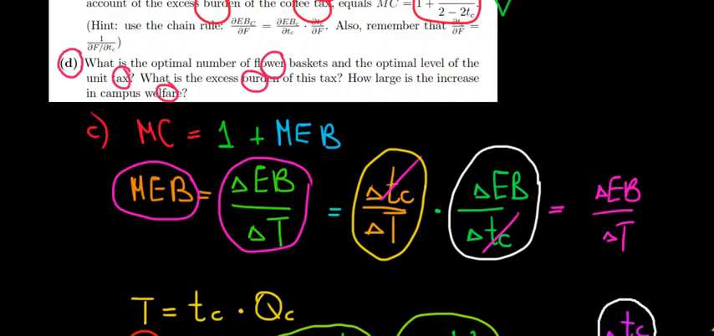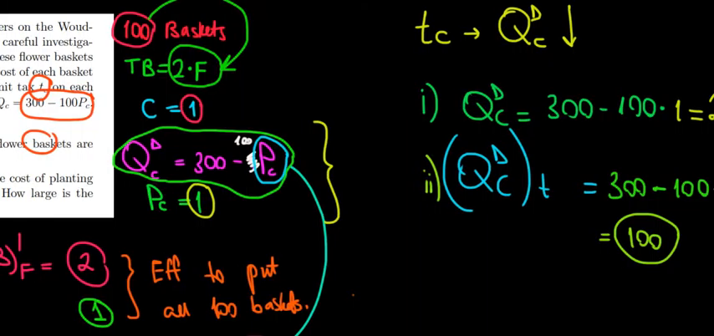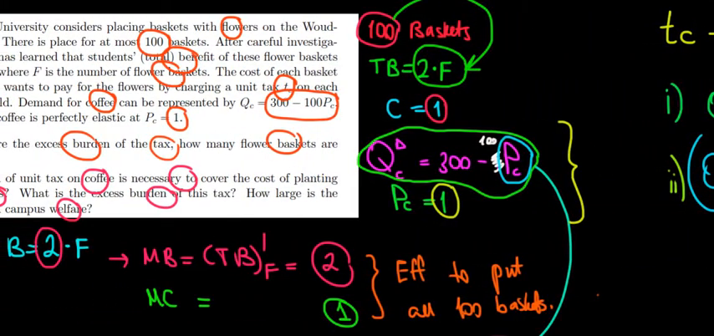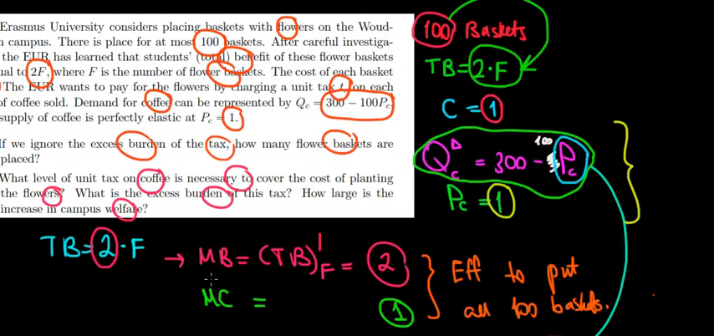But what's the difference? What happened in part A and part B? Let's go over here to see what we did. Recall that in that case, we said that we would plant 100 flowers. Remember, because we just compared the marginal benefit with the marginal cost of the flower, so we decided to plant 100 baskets. And based on that, we found out that the optimal tax for coffee was equal to €1.